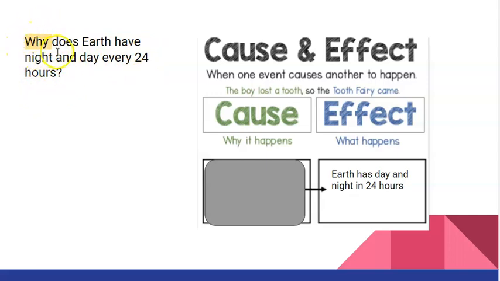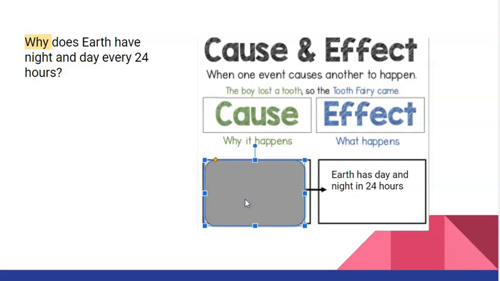If I want to know why, am I looking for the cause or the effect? That's right, I'm looking for the cause. I want to know why something happened. What caused it? So we know the Earth has day and nighttime every 24 hours. I need to think why. And it's pretty similar to what we were just talking about. Think about, why do you think Earth has night and day?